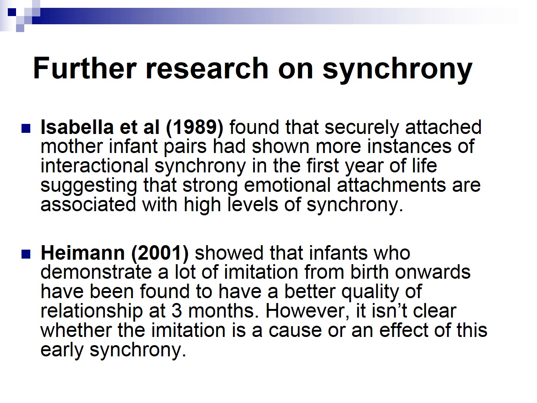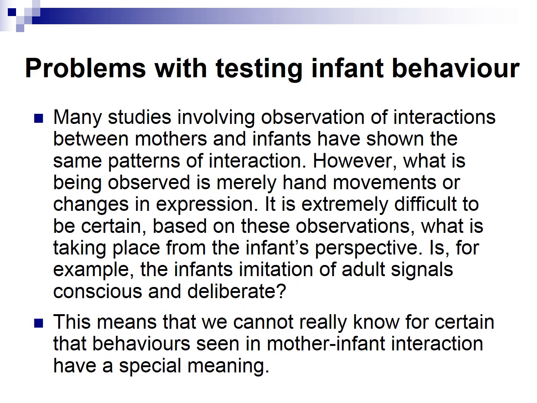Isabella et al. found that securely attached infants, which is something we will look at later on in the course, showed more instances of interactional synchrony, and it suggests that stronger emotional bonds were associated with higher levels of synchrony. And Hyman in 2001 also showed that there's a better quality of relationship at 3 months. But of course, with a lot of issues in dealing with infants so young, it isn't clear whether it's cause or effect, or whether it's just a coincidence.